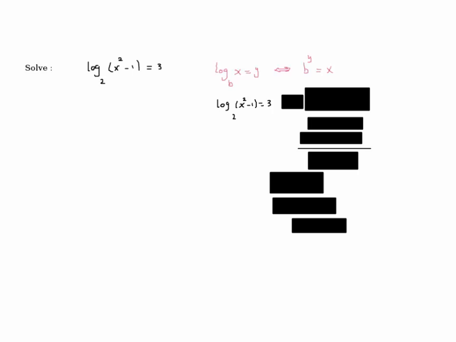Your b, your base here, is 2. Your x is all this stuff here, x squared minus 1, and your y is 3. Okay, can somebody tell me how to convert that now? That should be pretty simple, huh? Now we know the formula. So how do you write this, everyone? What do we have on the left-hand side?